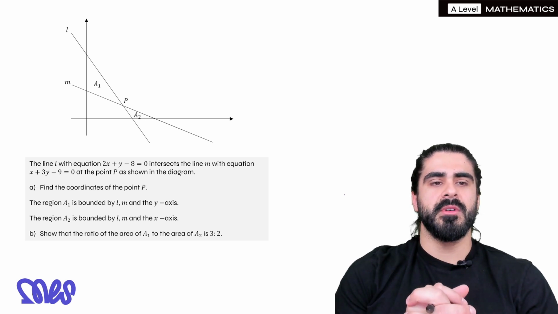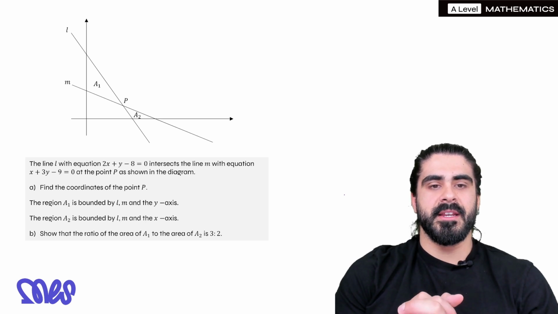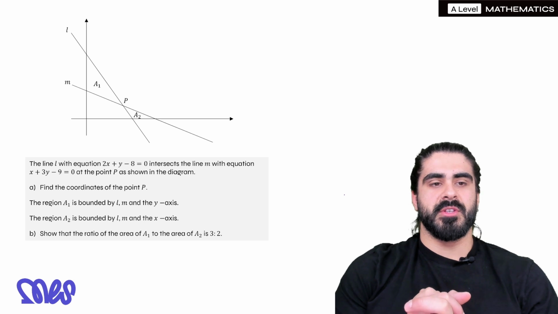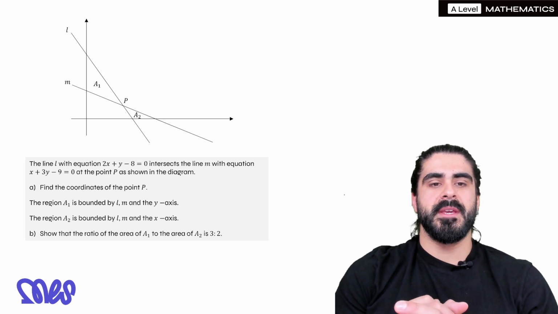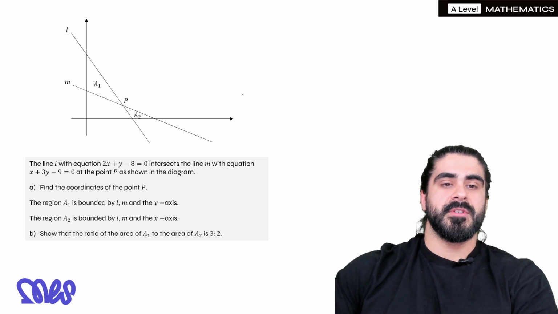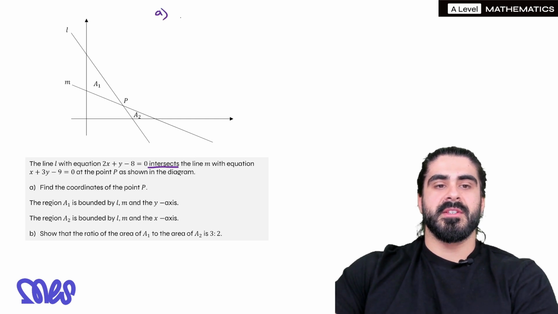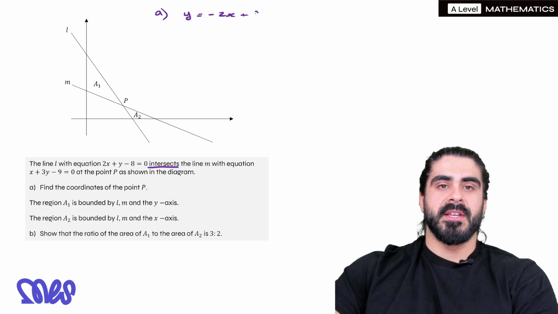It says the line L with equation 2x plus y minus 8 is 0, intersects the line M with equation x plus 3y minus 9 equals 0 at the point P as shown in the diagram. Find the coordinates of the point P. So what we discussed in the last lesson is that whenever you see the word intersect, you're thinking about simultaneous equations. So in our case, I'm just going to rearrange for y. It would be y equals minus 2x plus 8. The other equation can just stay as it is.